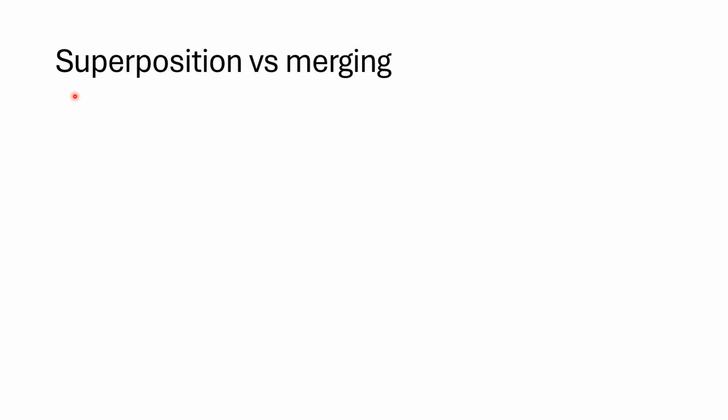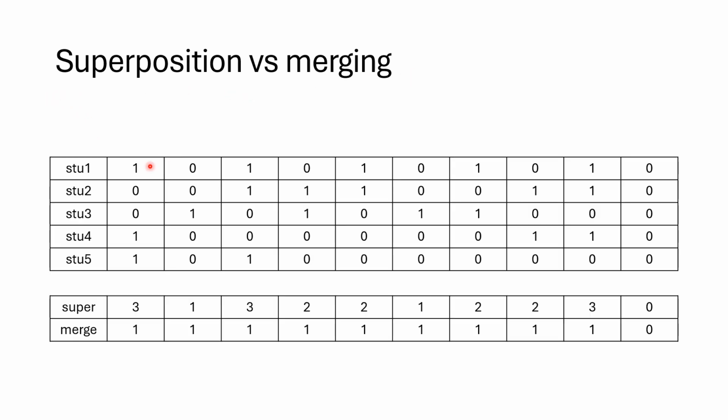Now let's compare superposition and merging. In question 1, 3 students are correct, so the superposition value is 3. So superposition is just like counting. And in merging, the value is 1 because merging only cares whether someone is correct or not. So merging only has the value either 0 or 1. I hope this helps you realize the difference between superposition and merging.